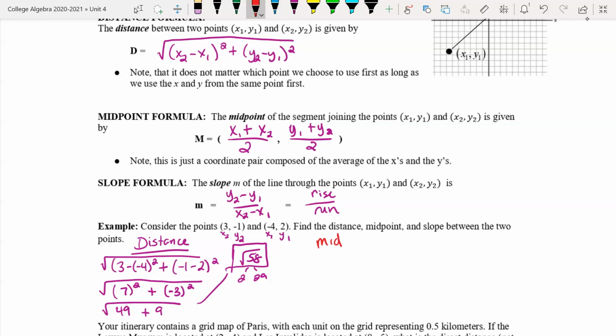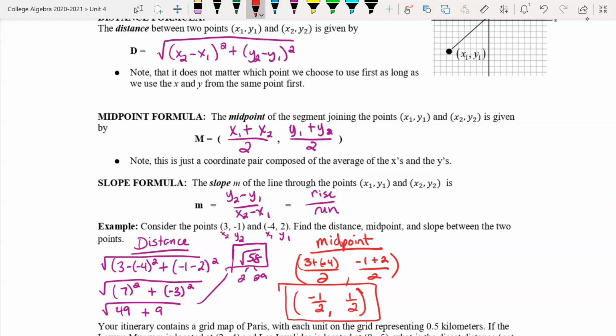Midpoint, same thing. I'm going to take my x's and add them and then divide them by 2. And I'm going to take my y's and add them and divide them by 2. If you get a fraction, that's fine. So this first one is -1 over 2. The second one is 1 over 2. Again, if you get fractions, that's fine. Just leave it as a fraction. Enter it like that.